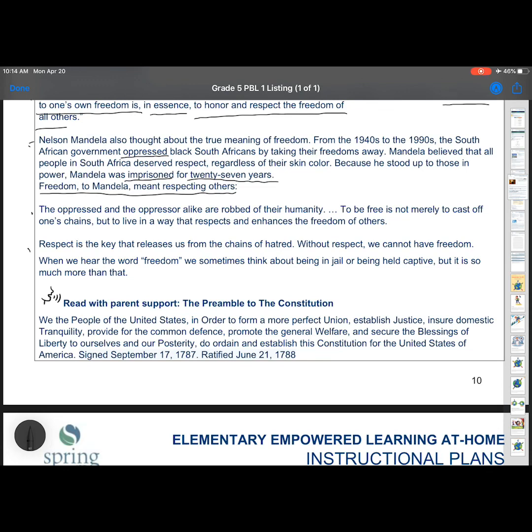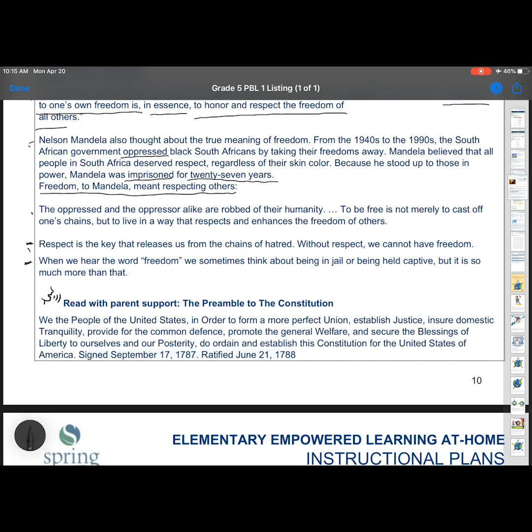Respect is the key that releases us from the chains of hatred. Without respect, we cannot have freedom. When we hear the word freedom, we sometimes think about being in jail or being held captive. But it is so much more than that. It looks like this is paragraph 5, and this is paragraph 6. Yes, you can have a very small paragraph.